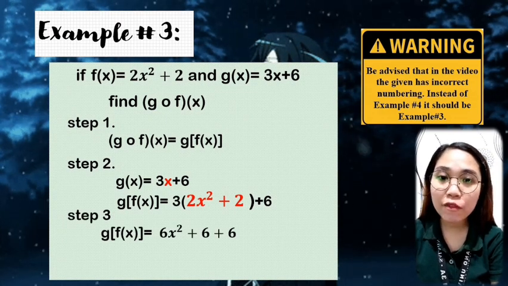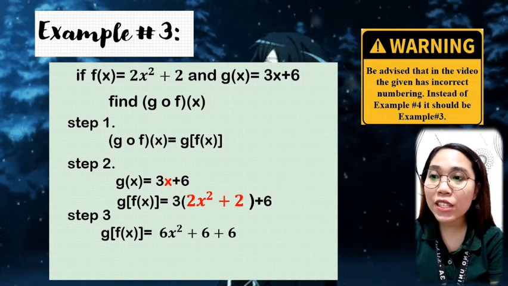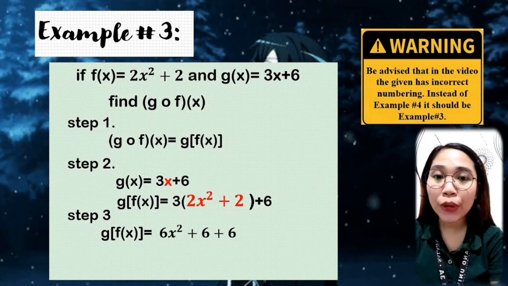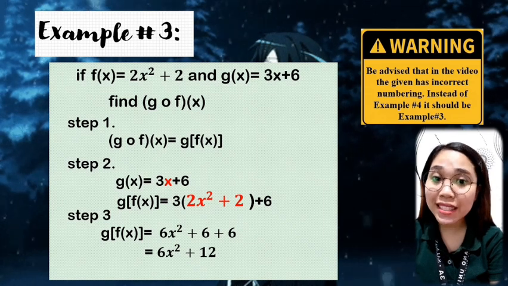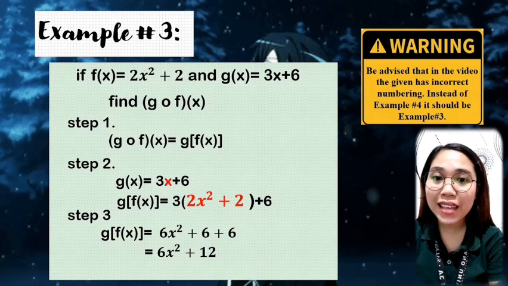Step 3, simplify our answer. So g of f of x is equal to 6x squared plus 6 and the final answer is 6x squared plus 12.